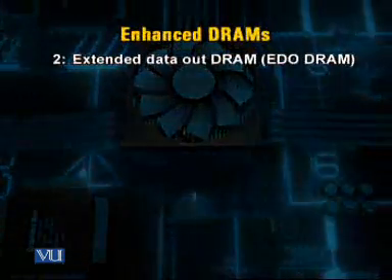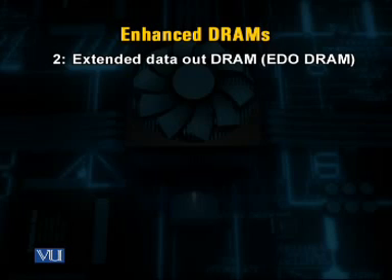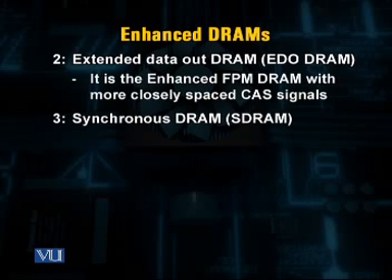The other type of enhanced mode dynamic memories are known as the extended data out dynamic RAM, or EDO DRAM. This design is one where the enhanced fast page mode dynamic RAM is used with closely spaced column address select lines. The other type of extended DRAMs are known as the synchronous DRAMs or SDRAMs.